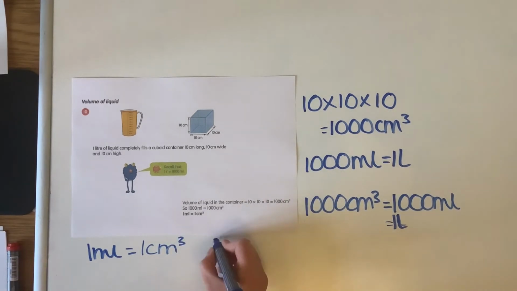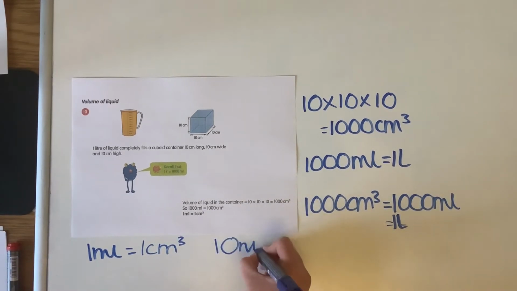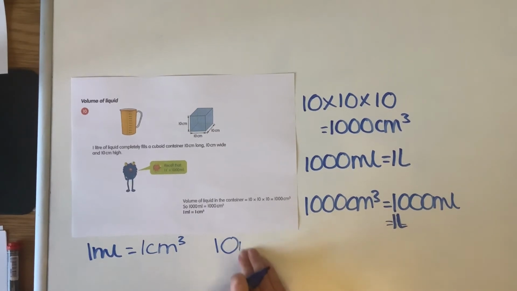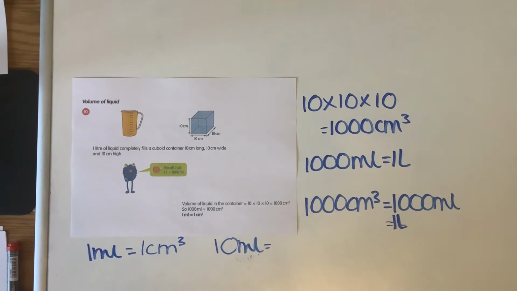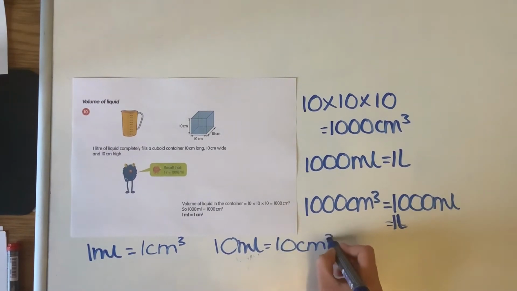If I had 10 millilitres of water, what would that be equivalent to in volume? It would be 10 cubic centimetres.